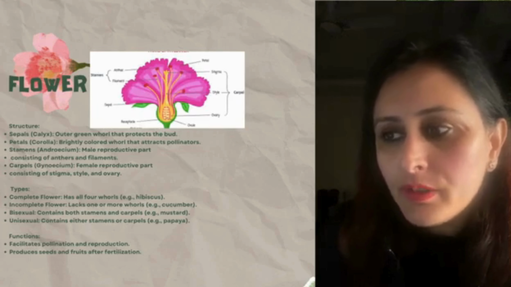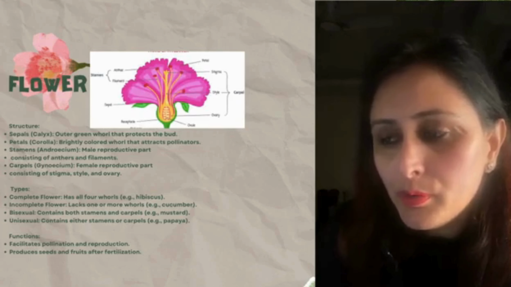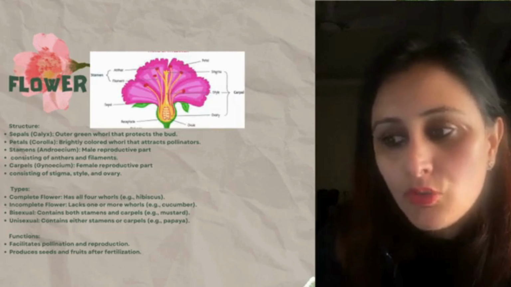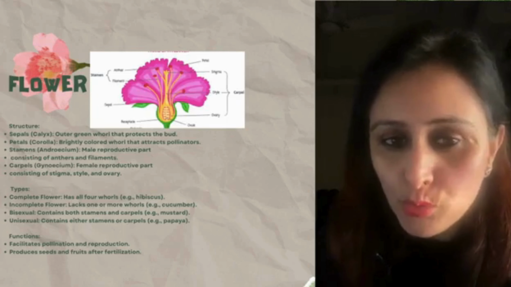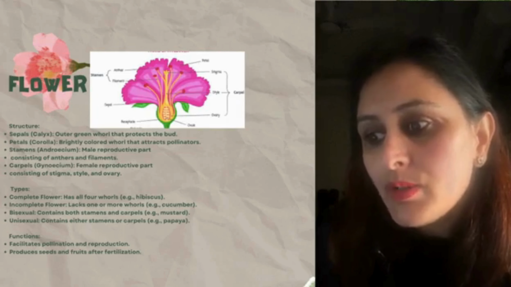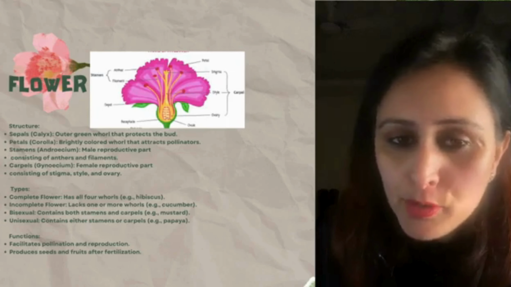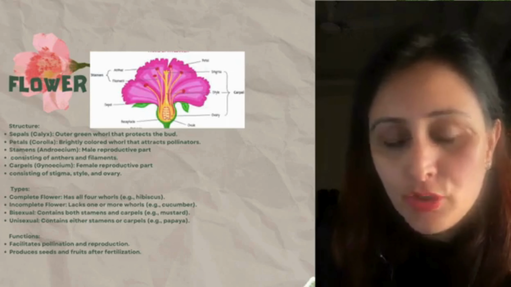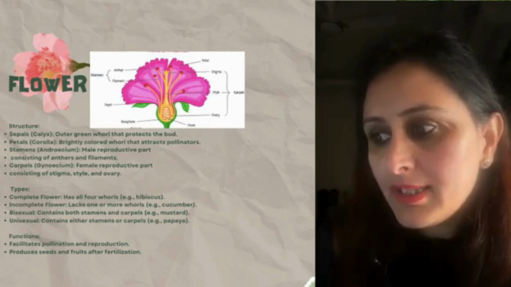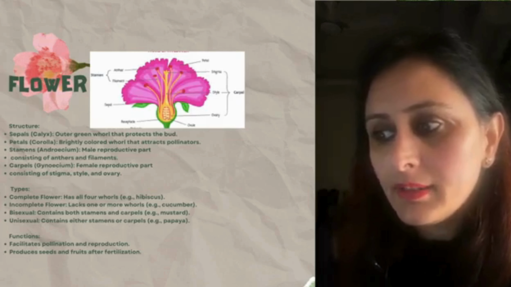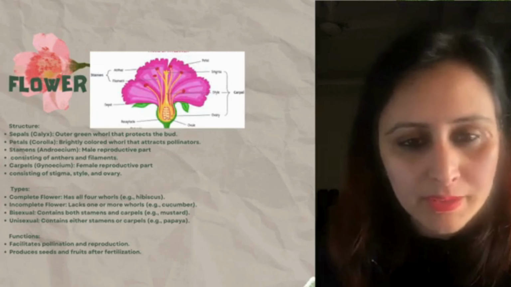Now the outer green whorl that protects the bud is also called the calyx, and the petal is called the corolla, right? Now stamen is the male reproductive part, which consists of anther and the filament. We know this stem-like structure over here, and the head over here, is called the anther.